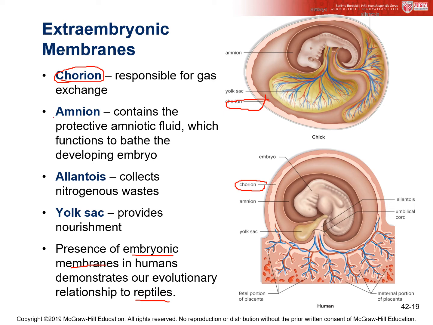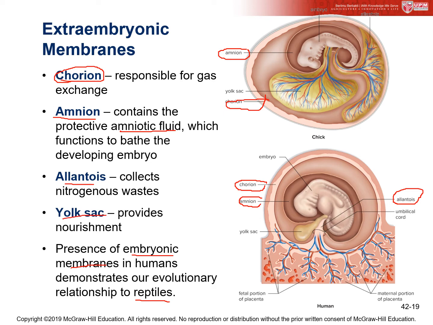And the second one, we have the amnion. The amnion is inside the chick here, and we also have it in the human. In this amnion, we have the amniotic fluid to prevent any shock from the outside. And the next one, we have the allantois, which is to collect all the waste products. And then last but not least, we have the yolk sac.